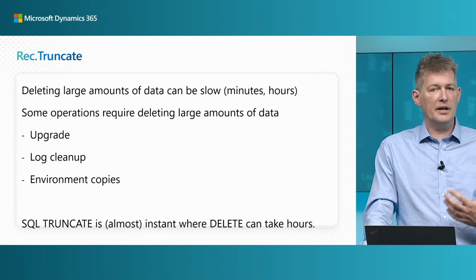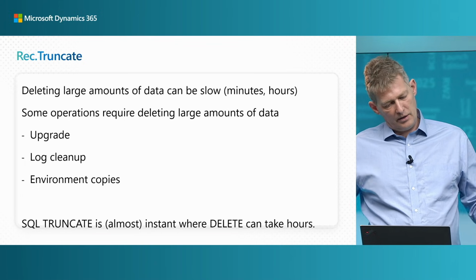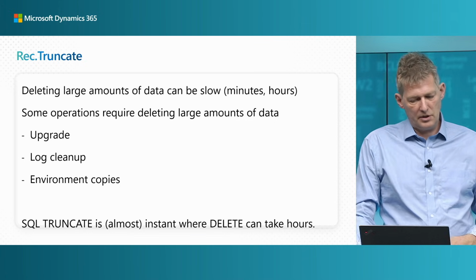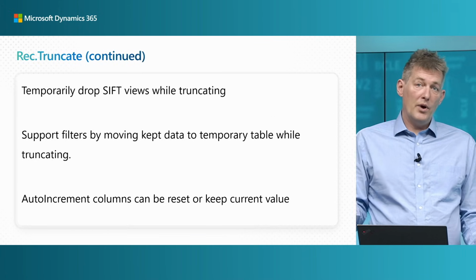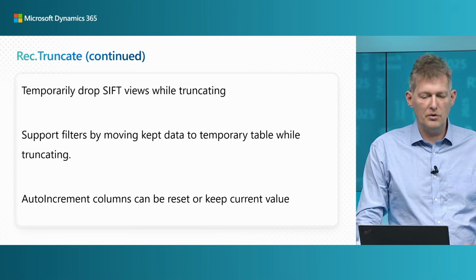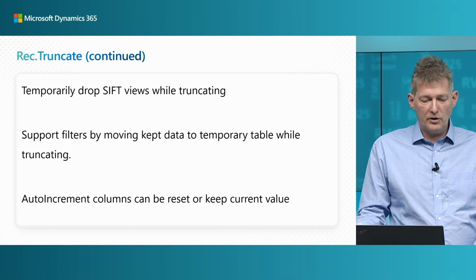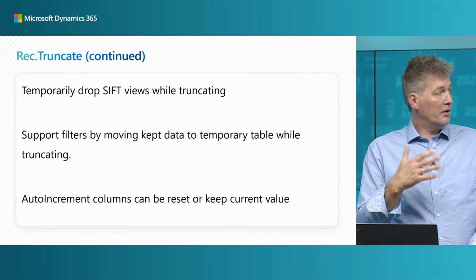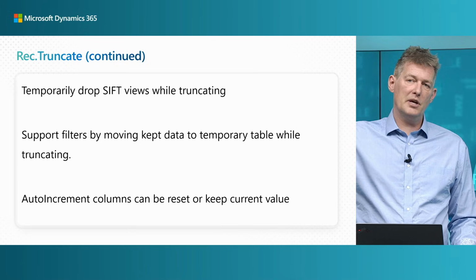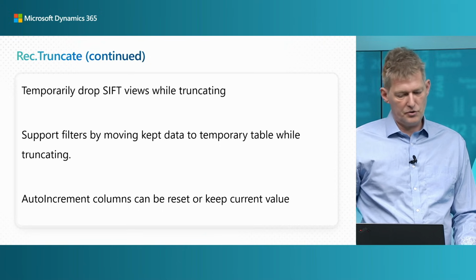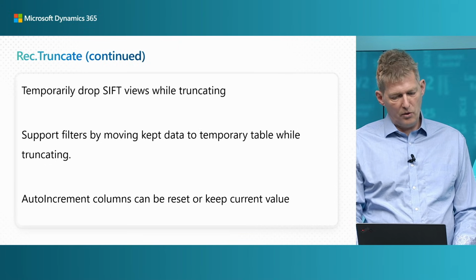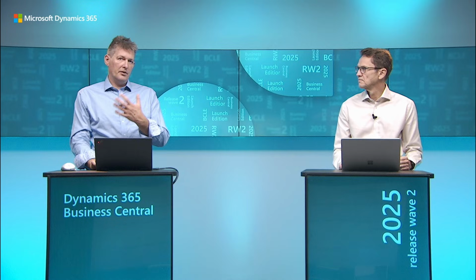You can use it for things like when you want to get rid of data for upgrade or batch or staging tables, things like that. The way we do it is we temporarily drop SIFT views and indexes while truncating and then enable them back. You can filter, so you don't have to truncate everything. We'll then copy a portion to a temporary table in SQL and copy it back once we have truncated. And you can even keep your values on auto increment. And that's kind of everything there is to it.